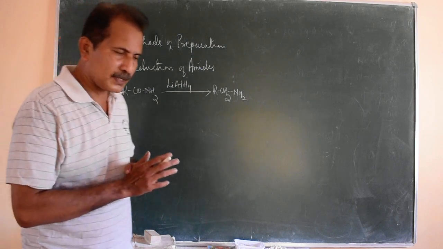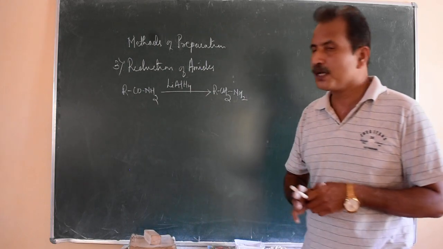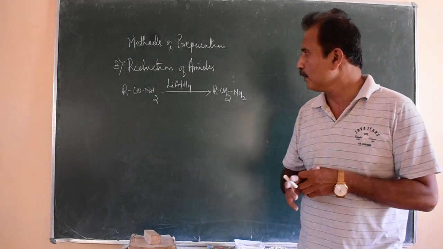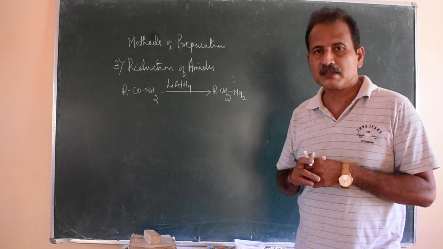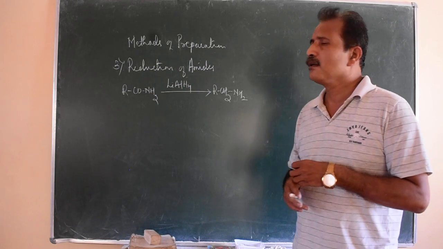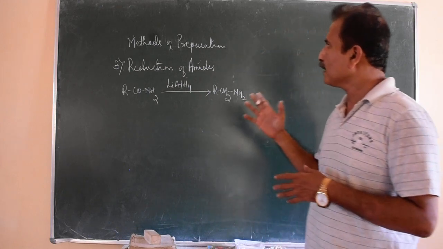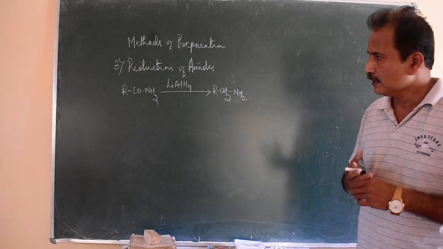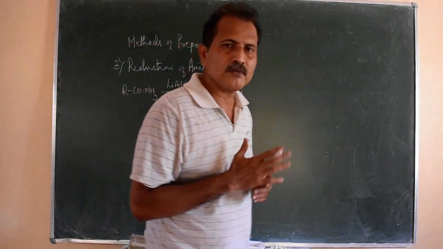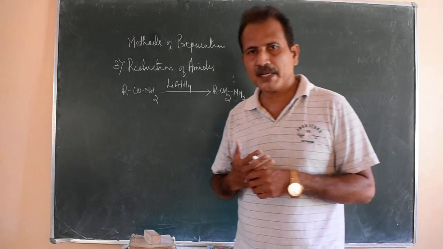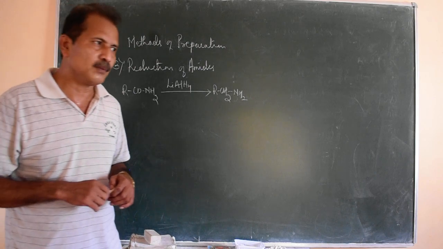Now I just want to summarize what we did, because there are other important methods of preparation which we will deal with in the next class tomorrow. We have Hoffmann's bromamide reaction, then Gabriel synthesis, Mendius reaction, ammonolysis. All those reactions are again methods of preparation of amines. As far as this chapter, amines are nothing but derivatives of ammonia. They are derived from ammonia, so they are called derivatives of ammonia.